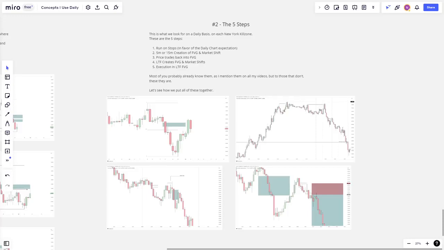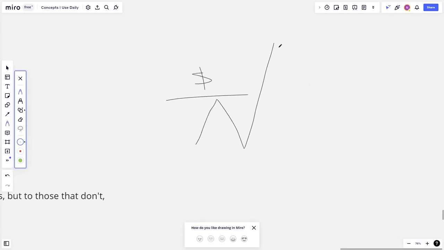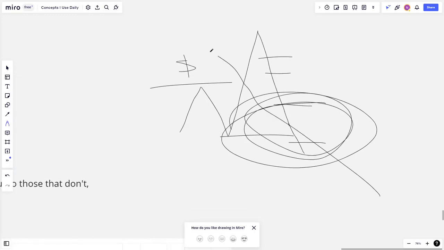So in the example that we'll see, the liquidity is going to be bullish, right? So something like this, the run on buy side liquidity, and soon after price creates a fair value gap, right, in the 5 or 15 minute, and then the market shift. Or as an example, the fair value gap could be something like this. So it's created after the market shift. But we'll discuss where the fair value gap is theoretically going to show up, right?